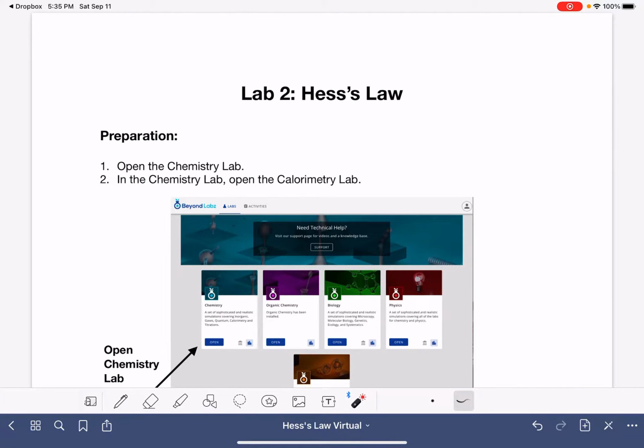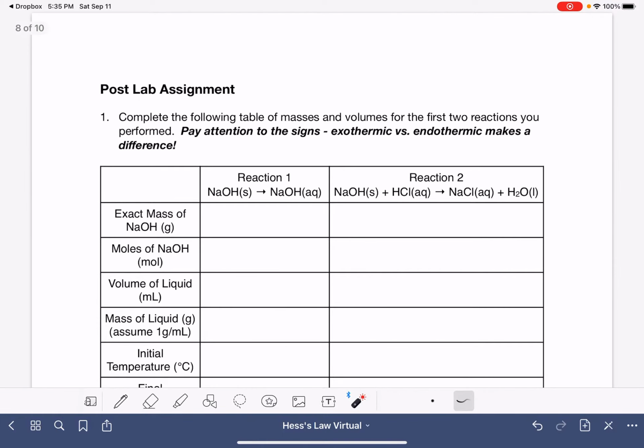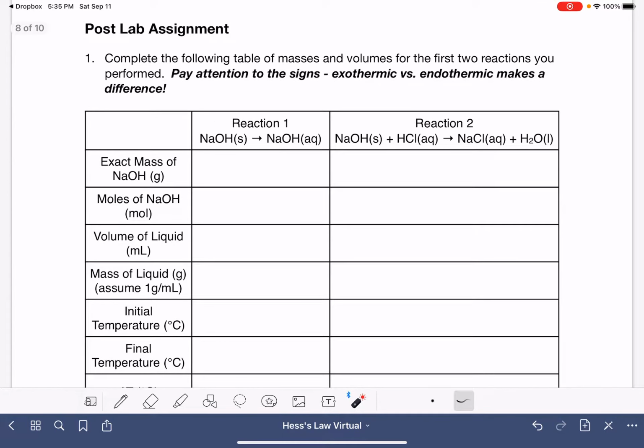In this video, I'm going to walk you through the post-lab for Lab 2 Hess's Law. There's a lot of data and a lot of calculations for this assignment. For question number 1, you're going to be reporting data and doing some calculations for reaction number 1 and reaction number 2. The balanced equations are provided here.